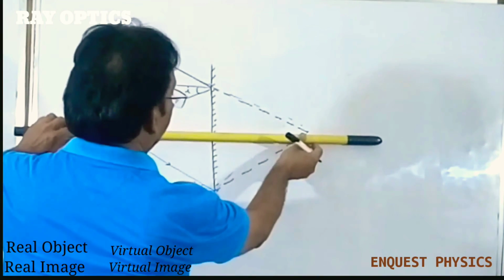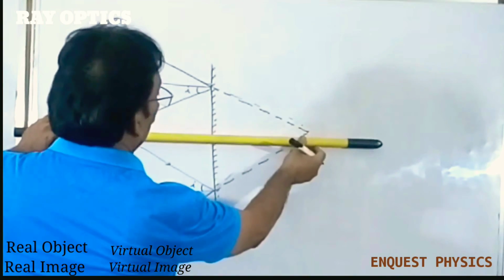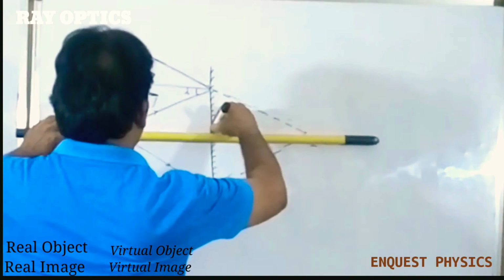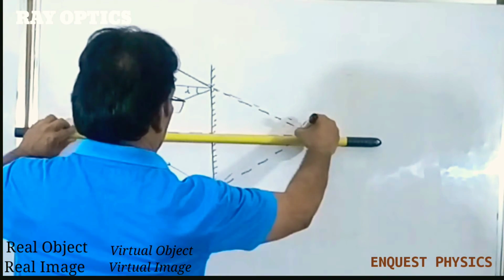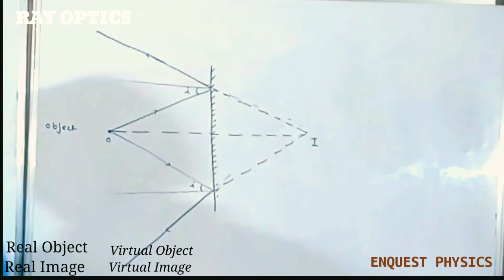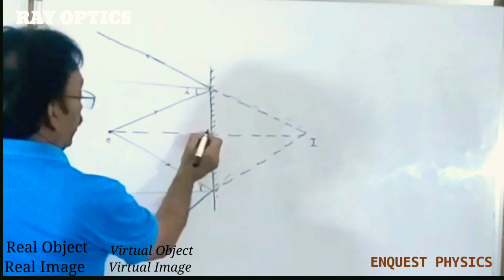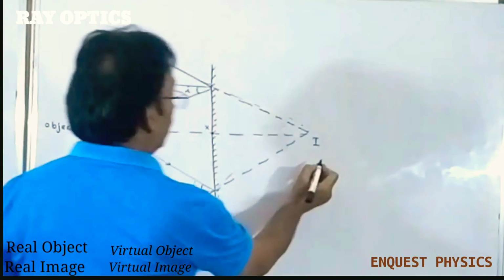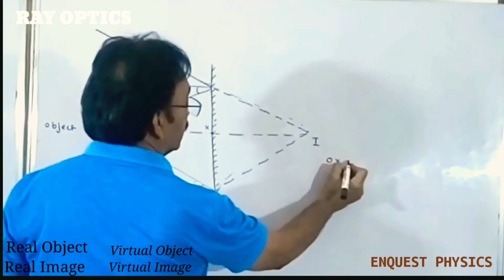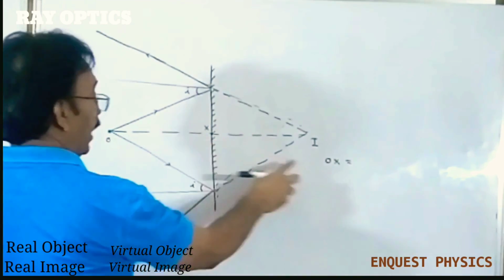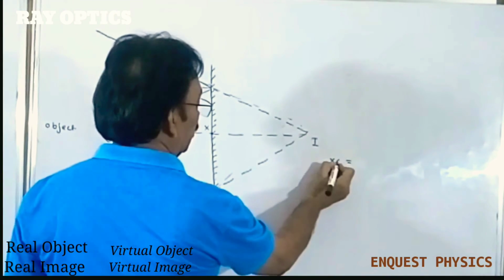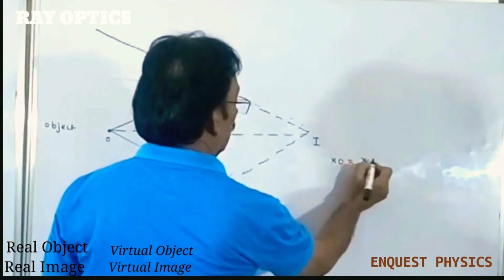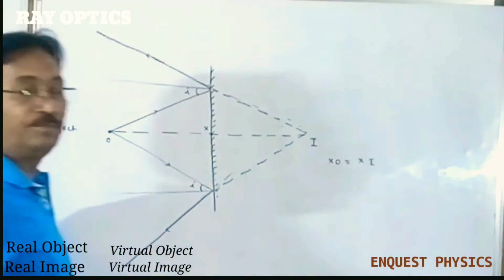Join the two lines. That means join the object and image. Okay, look at a point, some x here. If you measure in a proper way, you will get Ox is equal to, actually I have tried it as XO, and it is equal to Xi.